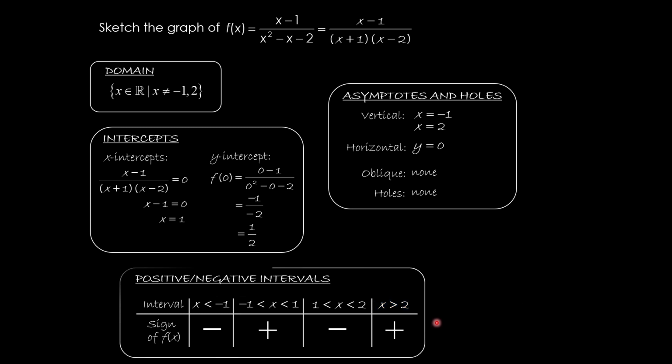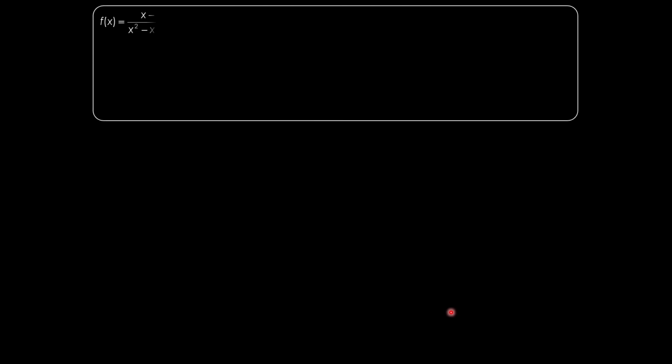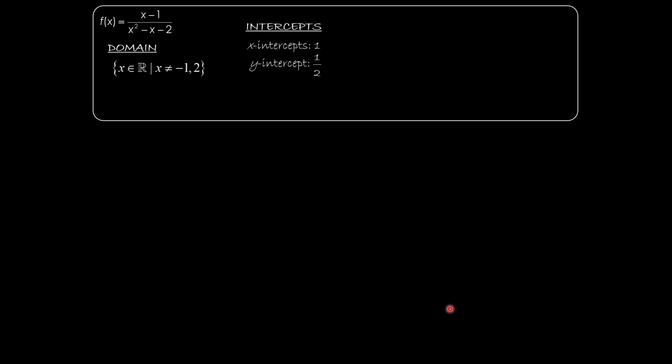All right, so the first thing we'll do is summarize all of this information at the top of the screen here. Our function is x minus 1 over x squared minus x minus 2. There's our domain. We have some intercepts, an x-intercept of 1 and a y-intercept of 1/2.